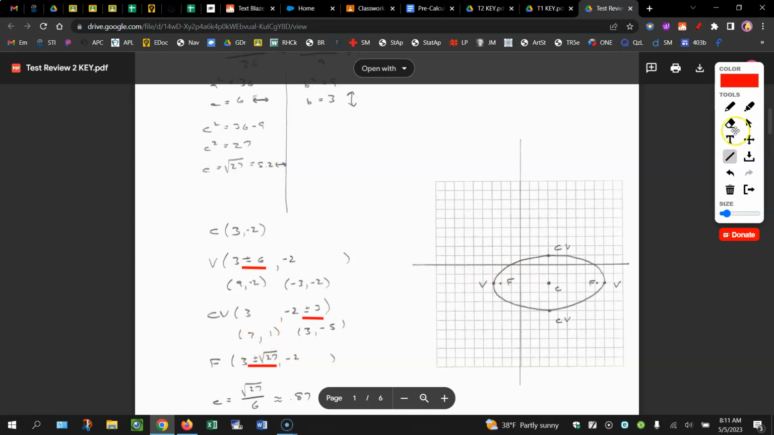When you graph this, start with the center. And then you're just going to the left and to the right 6 to get your vertex here and your vertex here. Up and down 3 to get your co-vertex, your other co-vertex. And then left and right 5.27 approximately to get the foci, and then just sketching the graph. You don't need to worry about eccentricity. So that's the information you need to know in order to do Unit 2, Topics 1 through 3.